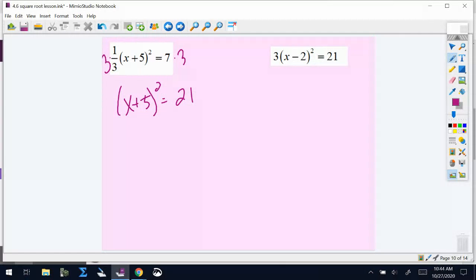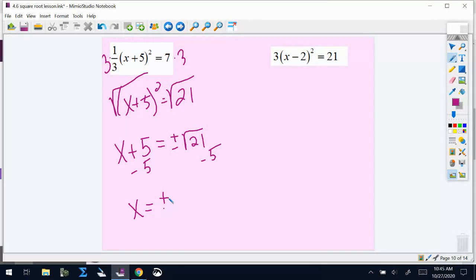Once I have the squared all by itself, so I have that entire side being squared, I'm going to take the square root of both sides. That's going to leave me with the x plus 5 because the square and the square root cancel, and I'm going to be left with a plus and minus the square root of 21. 21 is not a perfect square. 21 also does not break down because there are no perfect square factors, so I can't do anything with it. I do have to get x by itself, so I'm going to have to subtract 5.